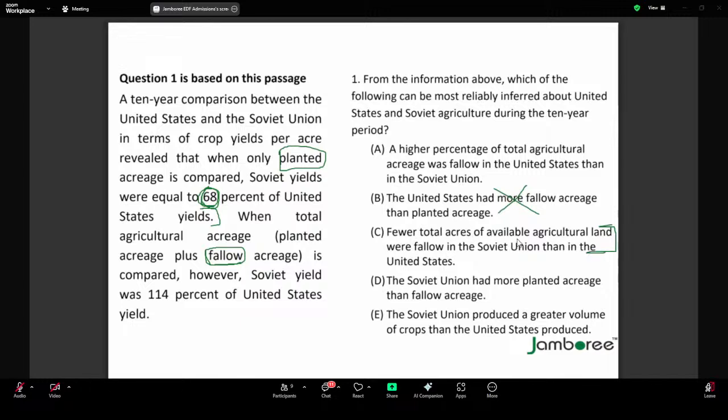Fewer total acres of available land were fallow. Okay. Had more planted acreage than fallow. Again, they're comparing the Soviet Union with the Soviet Union only. So it does not hold good. The Soviet Union produced a greater volume of crops than the US produced.